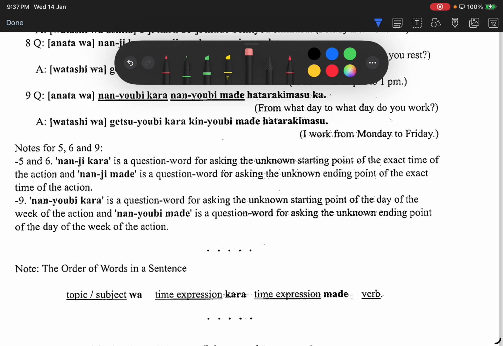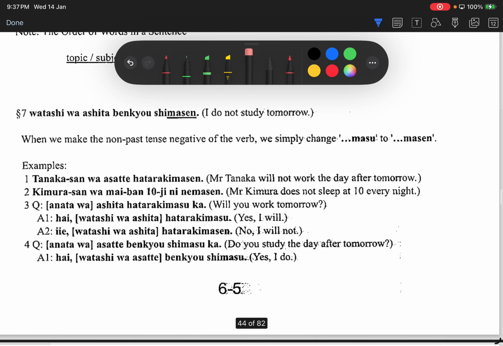Okay. Moving on to the next one, number 7. This one. So we learn verbs, right? For example, the first verb we learn is what? Okimasu. Okimasu means to wake up. Correct? To wake up. I don't want to wake up, so we change masu to masen. So okimasu, don't want to wake up, becomes okimasen. Right, very simple, just change the masu to masen. Okimasu, okimasen. Nemasu, nemasen.